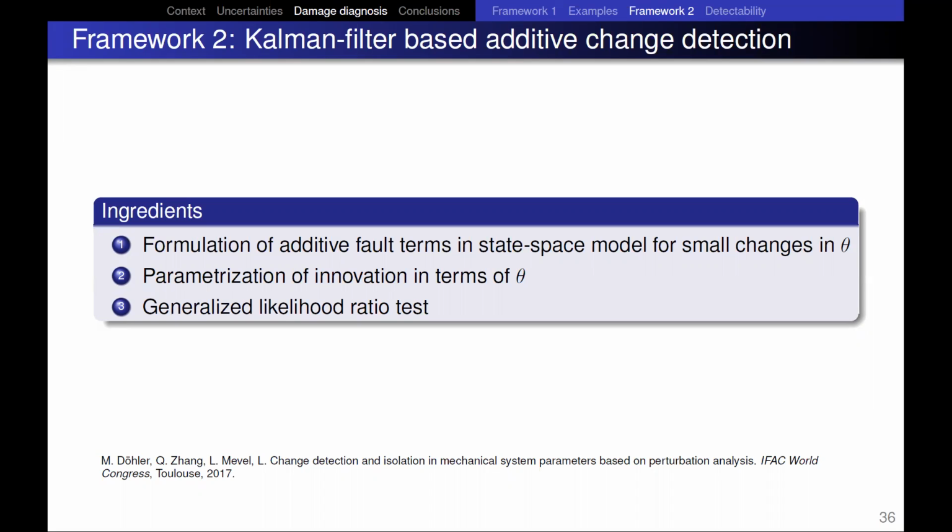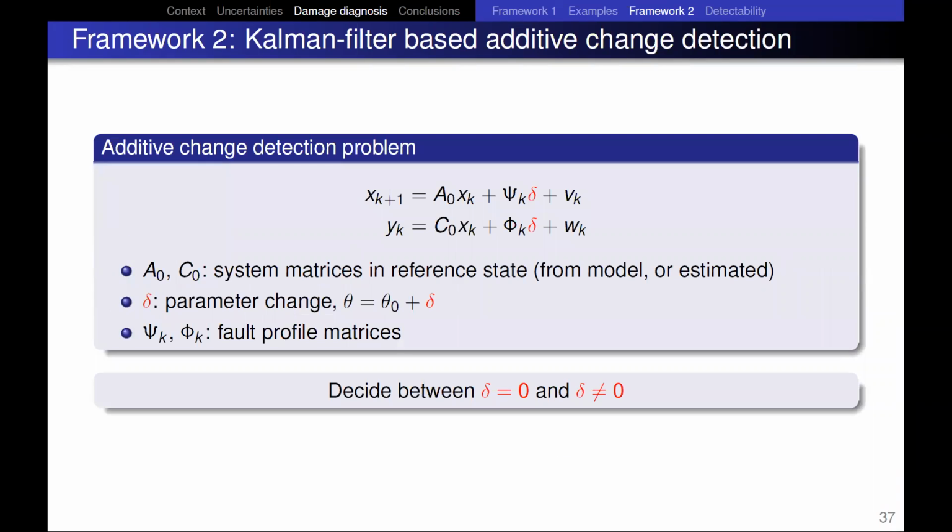What we do here is to evaluate, or to parameterize, the innovation of a Kalman filter in terms of our damage parameters. For that, we first formulate an additive fault detection problem, because there we can link our changes in the system, or changes in the parameters, directly to the properties of the system. Then in the second step, we parameterize the innovation of our Kalman filter in terms of our damage parameter, and again make a generalized likelihood ratio test for testing for changes. For the additive change detection problem, we use these strategies because in the automatic control community there is quite some literature on exactly those problems.